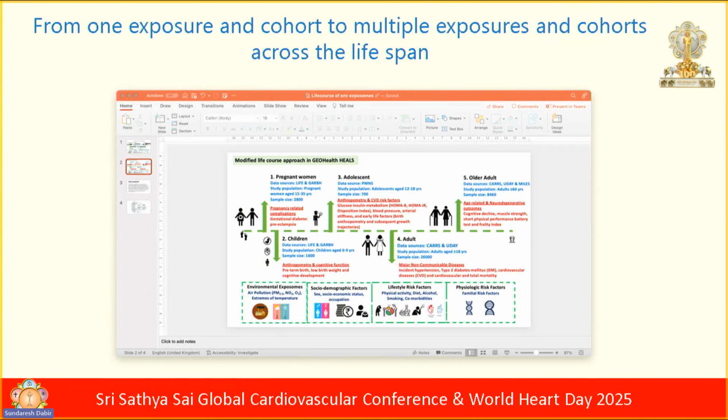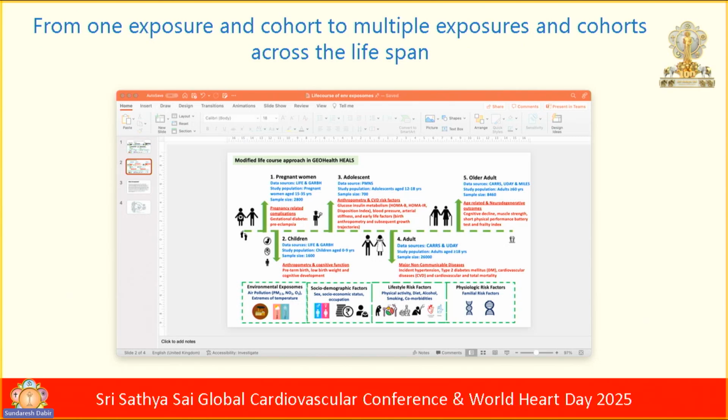So what we have done now is, instead of looking at one thing at a time, we need to put everything together and look across the lifespan. For example, in terms of environmental exposure, we are looking at PM 2.5, nitric oxide, ozone, and extremes of temperature, and looking at how the combination of these four work together in terms of increasing cardiovascular risk across the lifespan.